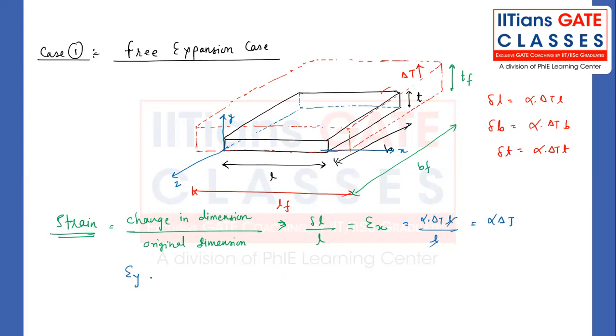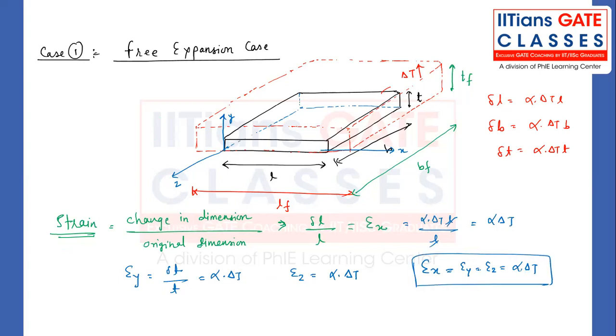What about the strain in the y direction? Change in thickness divided by original thickness, because in the y direction we have the thickness. So what I get is alpha into delta T once again. Similarly, epsilon z is also alpha into delta T. So epsilon x equals epsilon y equals epsilon z, which is equal to alpha into delta T. This is called a thermal strain. No doubt, this is a thermal strain.